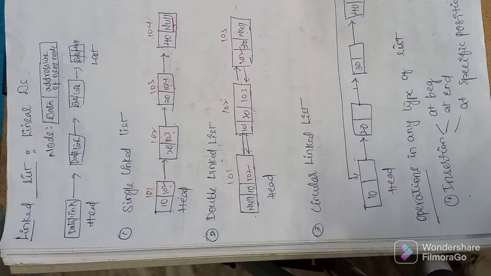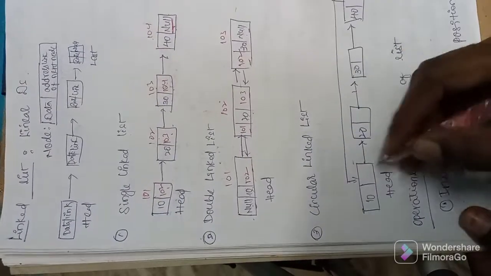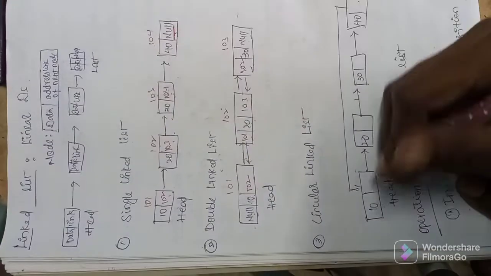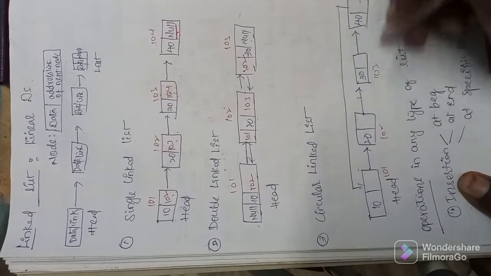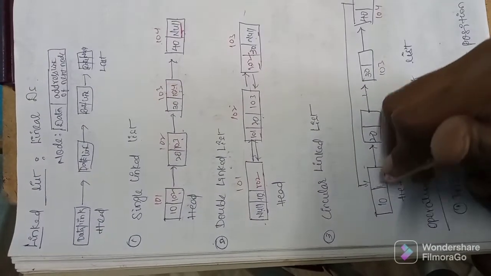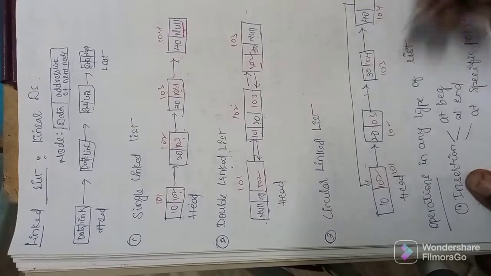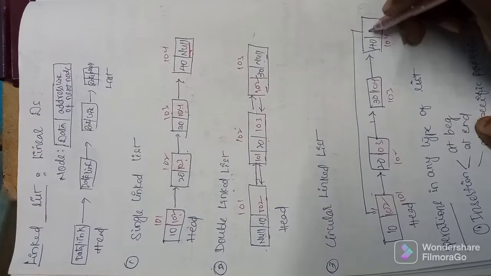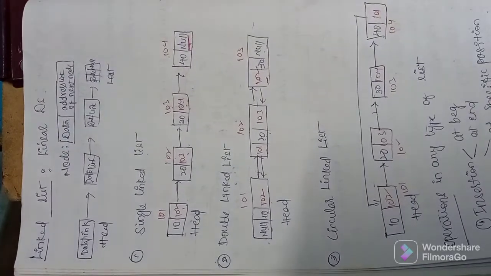Next, come to the circular linked list. In the circular linked list, the last node is connected back to the first node. Instead of null, you specify here the first node address. The next node is 102, the next node is 103, the next node is 104. Instead of null here, you will write the first node address, and that we call a circular linked list.